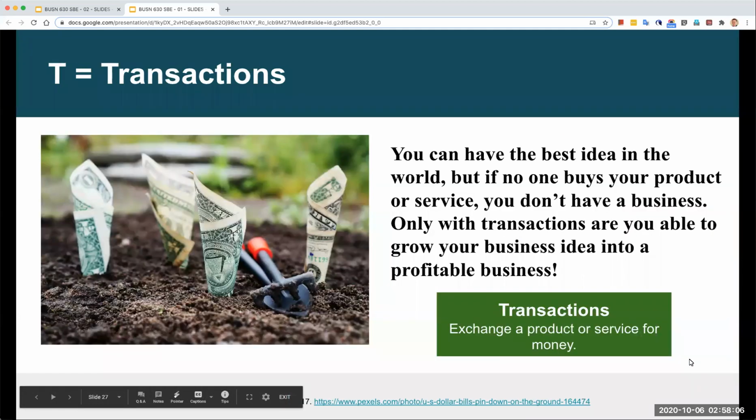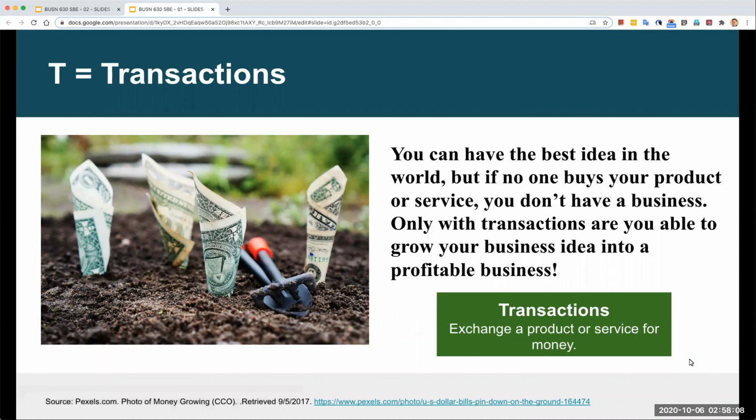And finally, the last part is transactions. So you can have the best idea in the world, but if no one buys your product or service, you don't have a business. Only with transactions are you able to grow your business into a profitable business. Okay, so transactions, we define it as the exchange of product or service for money. So if customers really like you, they really, really like your business idea, their product or service, they think it's great, but no one's paying you for it, then you will not be able to run a successful business.